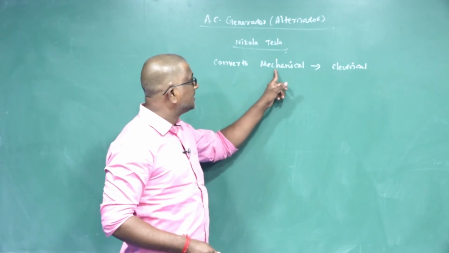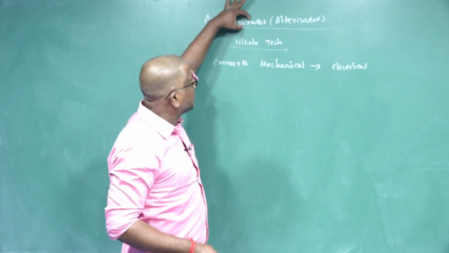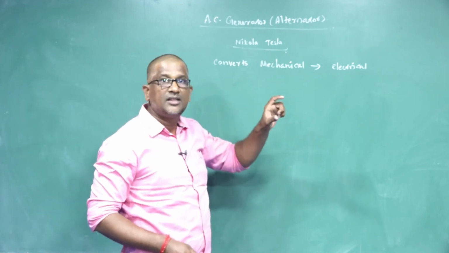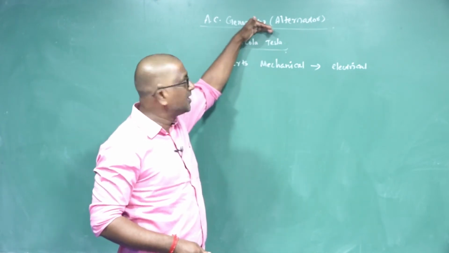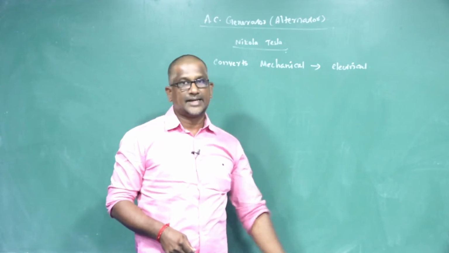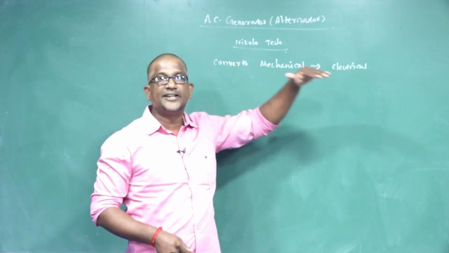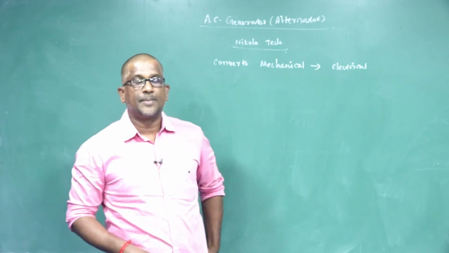The mechanical energy is given to the generator. That mechanical energy is used to rotate the coil or magnet in the generator, and it becomes converted into electrical energy. So the generator is used to convert mechanical energy into electrical energy.